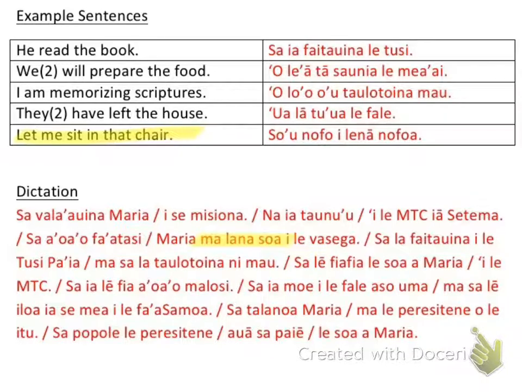So ma can either mean and or with. And that's something that we'll expand on more, but just so you know that it can mean either of those. So ma lanaso. So with her soa. And I know this lana right here, this lana means her, and we'll get more into that when we get to possessive pronouns. But that doesn't mean that you can't still tackle working on this.